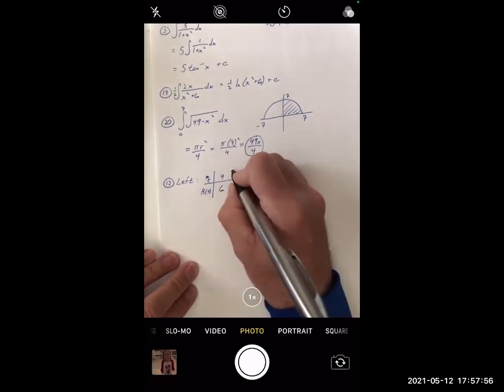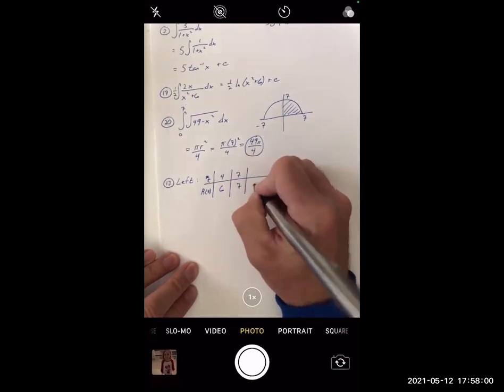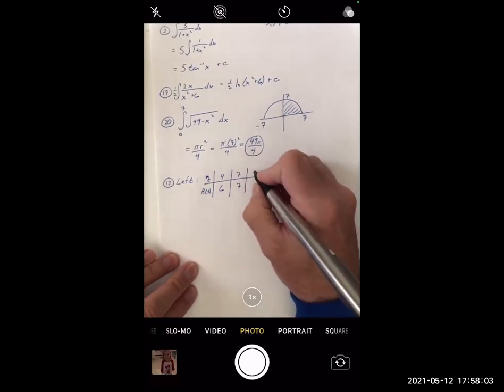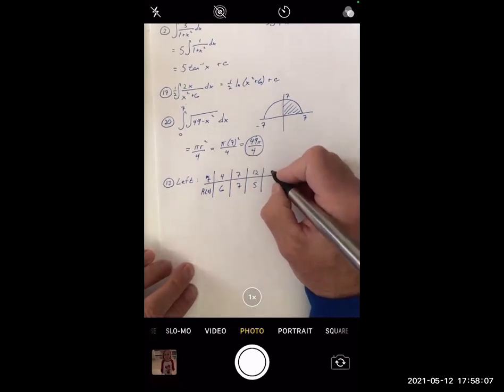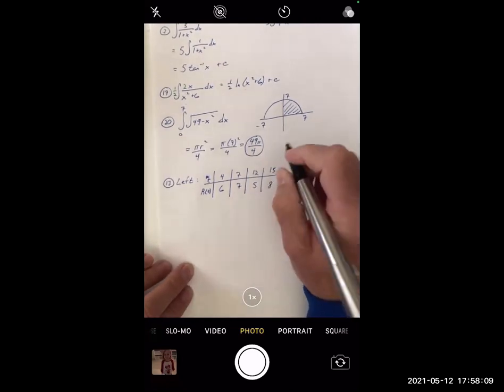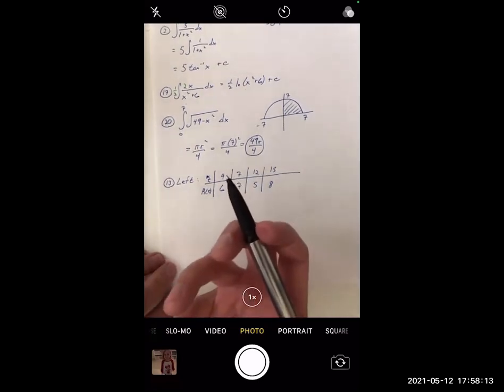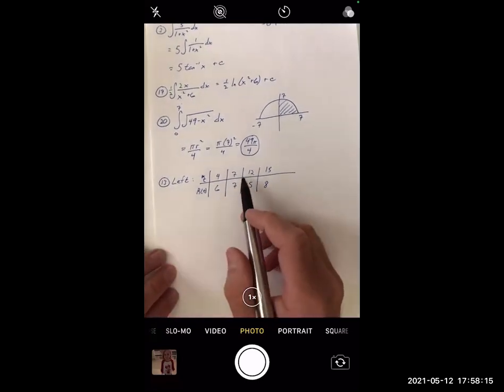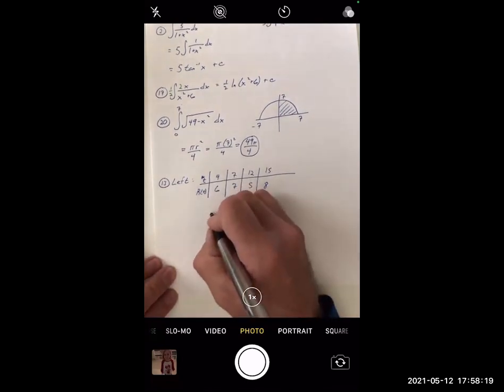6, 7, 7, 12, 5, and 15, 8. Okay, so we're using the data from the table to give us our sub intervals. So the first interval is from 4 to 7. So that's the distance of 3.